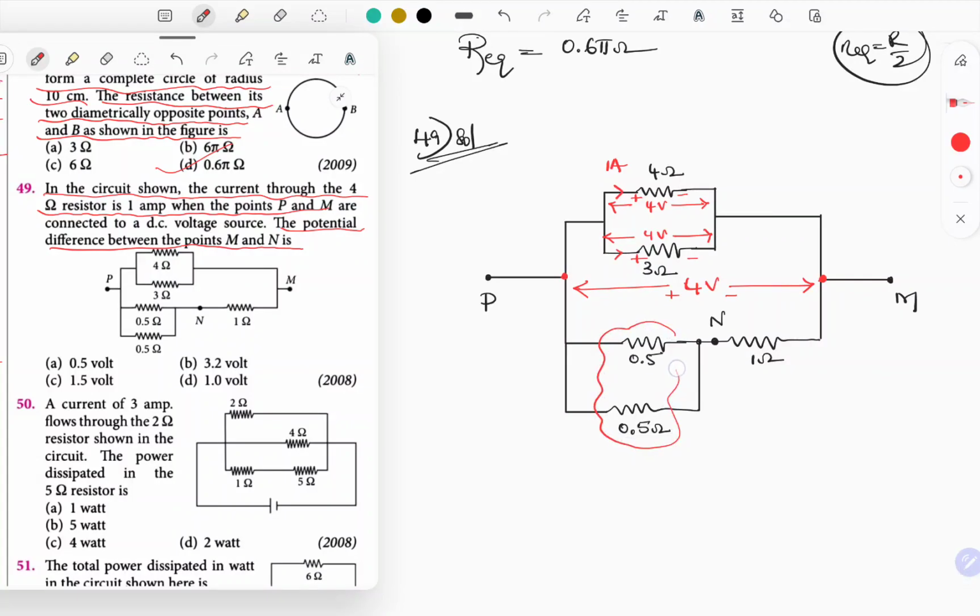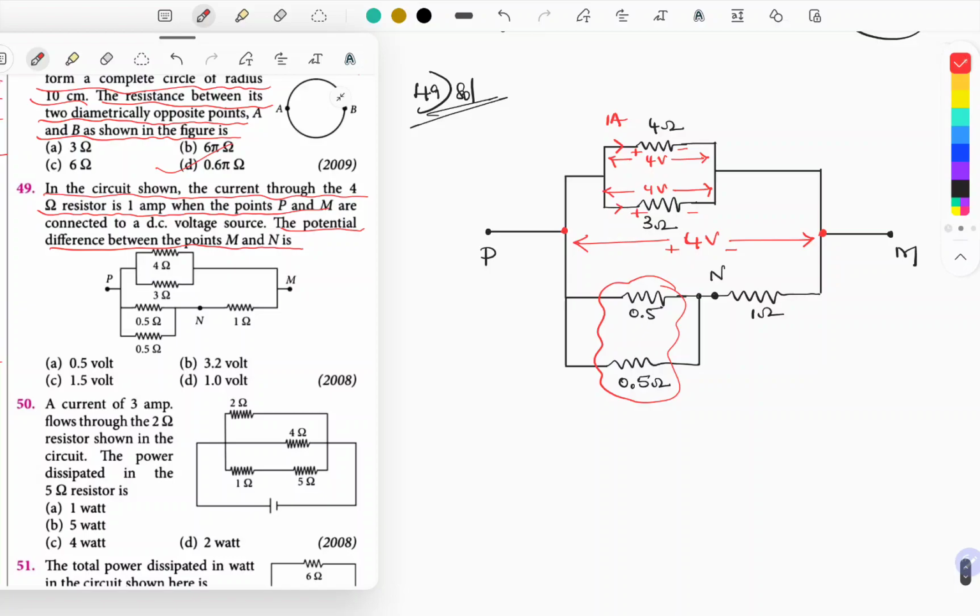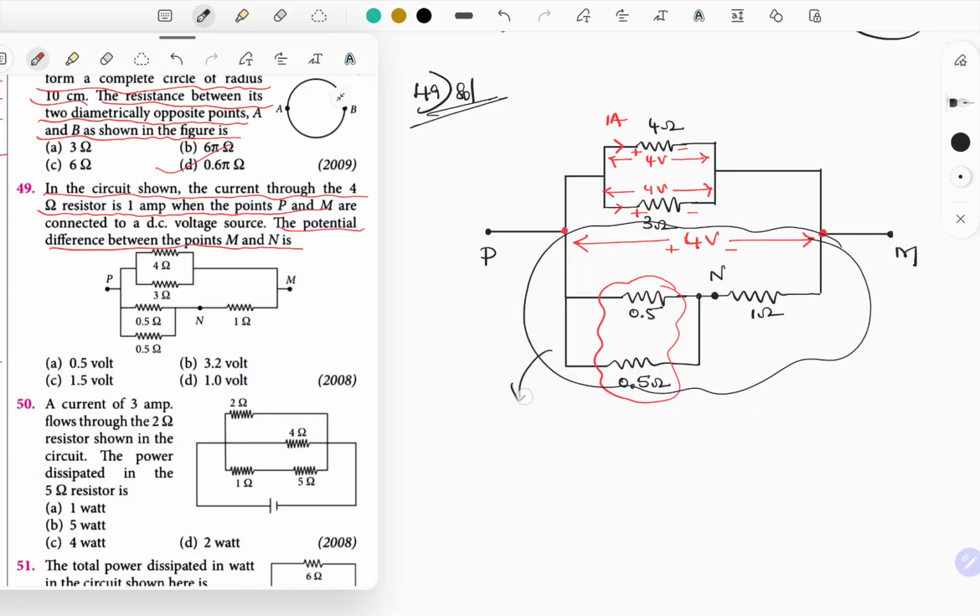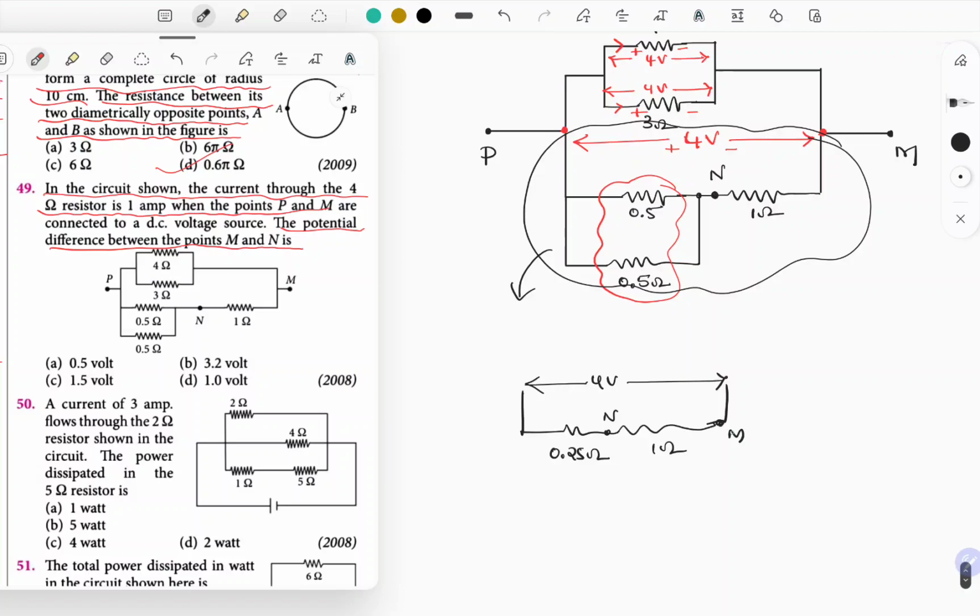So equivalent resistance of these two is going to be 0.25, and just observe this one. So this part alone I am going to replace like this. So this is the voltage, that is 4 volt, and the resistors are replaced like this. This is of 0.25 ohm and this is 1 ohm. This is point M and this is N. I need voltage across M and N terminals, nothing but voltage across 1 ohm.